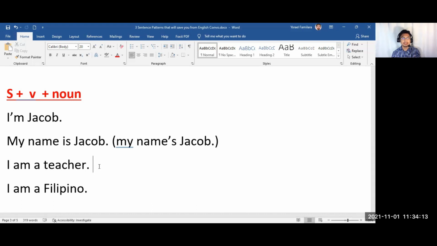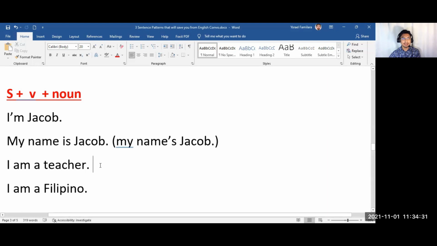Okay. You can say I'm a doctor, I'm a lawyer, I'm a police officer, I'm a public servant, and so on. Okay, now you can also use a nationality. Filipino is a proper noun. I am a Filipino.